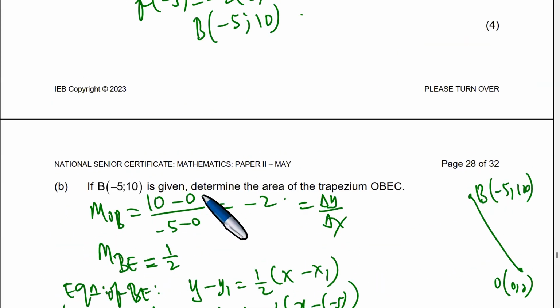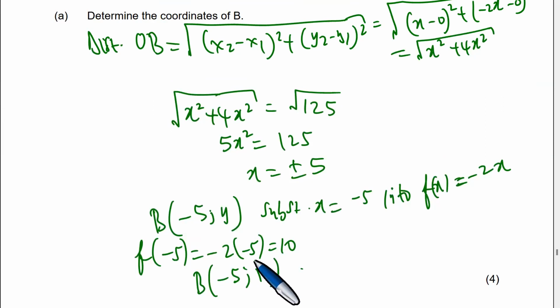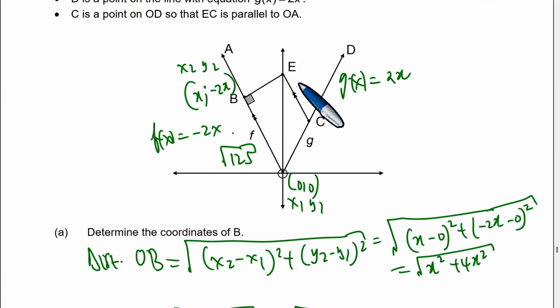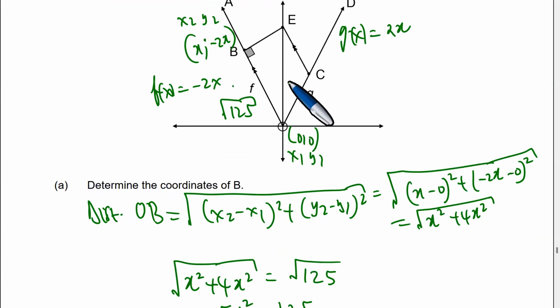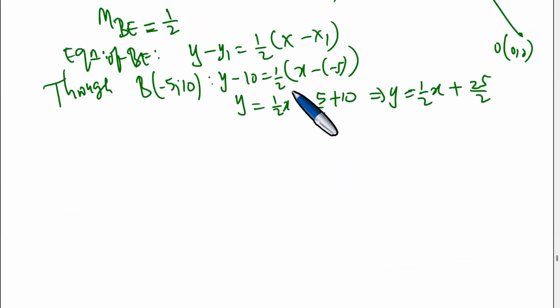And now, let's see. After I found the equation of BE, we continue. What are the coordinates of E? Because E is the y-intercept, the coordinates of E would be x is 0, y is 25/2.